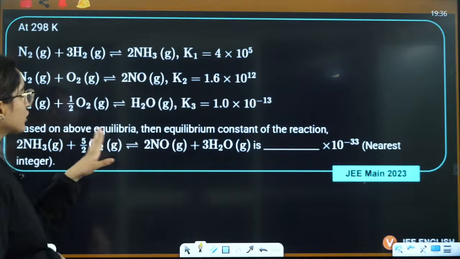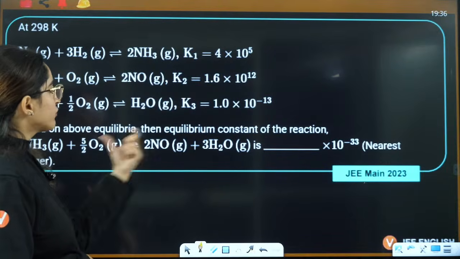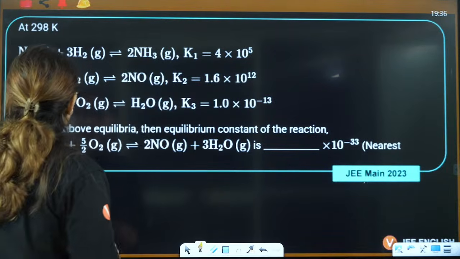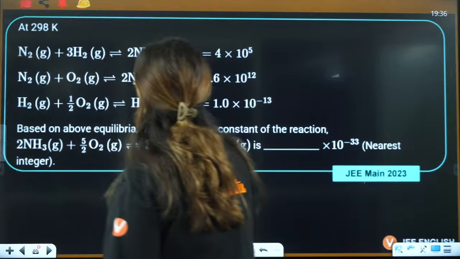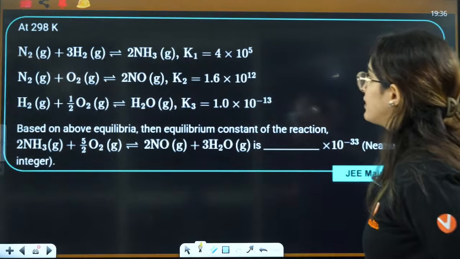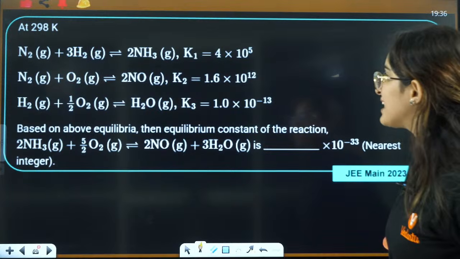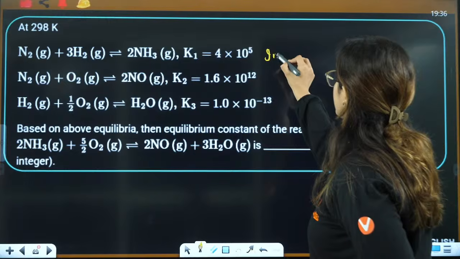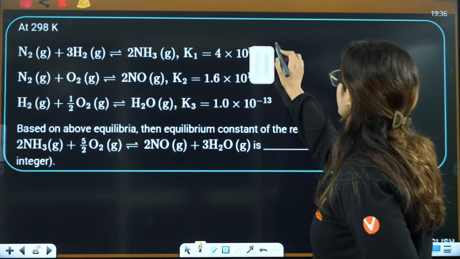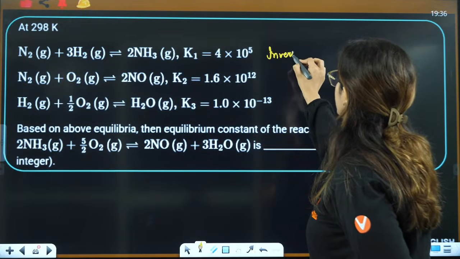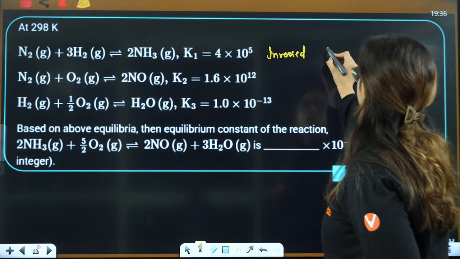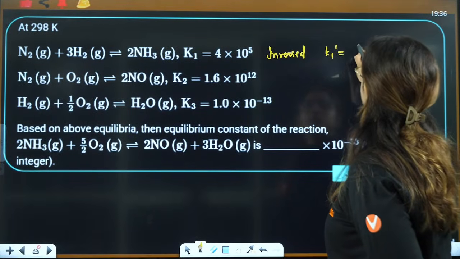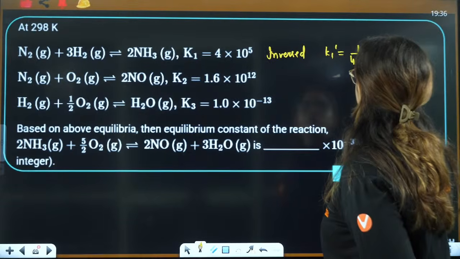Okay, based on the above equilibria, the equilibrium constant of the reaction, this is what. Now, how do you answer that? How are these related to this one? If you see NH3, you need to have it on the reactant side, so this will be inversed. This will be inversed. So this will become K1 dash, that is 1 by 4 into 10 raised to power 5.